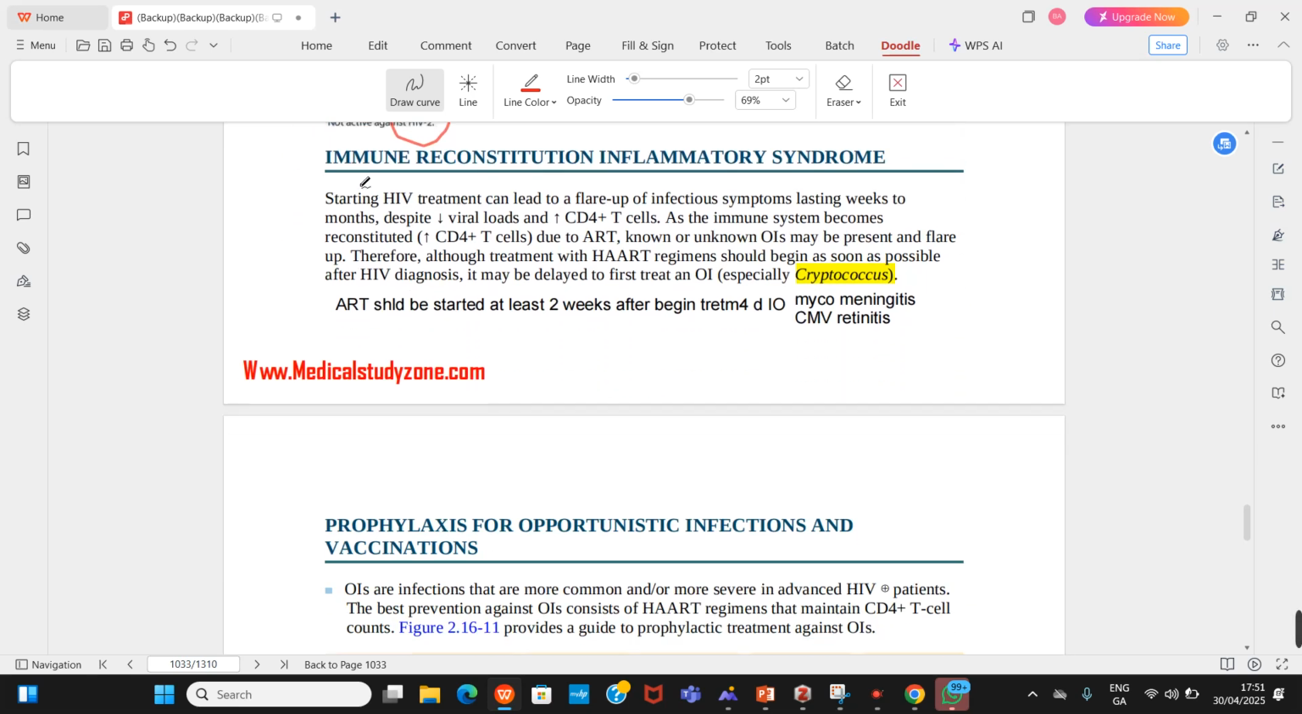So, what is immune reconstitution inflammatory syndrome? Big name, very simple. What it means is that we reconstitute the immune system. Somebody is newly diagnosed with HIV, and we start the person on HAART immediately. We know that if you start the person on HAART, the viral load is going to drop and the CD4 count is going to rise. That means you are giving strength to the immune system.